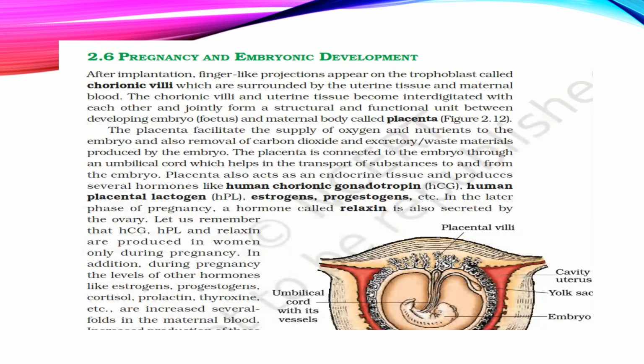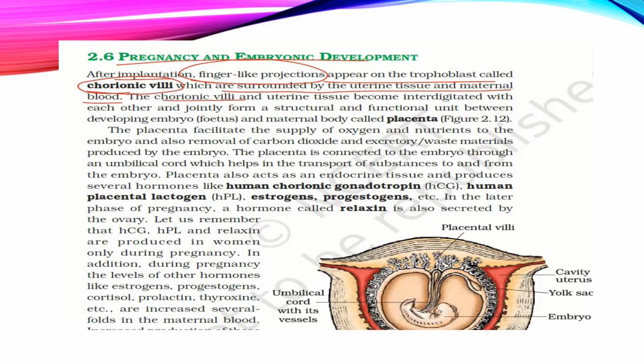So here is today's topic, that is pregnancy and embryonic development. We have seen in implantation that the trophoblast is getting implanted. Now what is happening here? Finger-like projections appear on the trophoblast. They are called the chorionic villi. They are surrounded by the uterine tissue and the maternal blood. So what is this finger-like projection surrounded by? By the uterine tissue and the maternal blood.